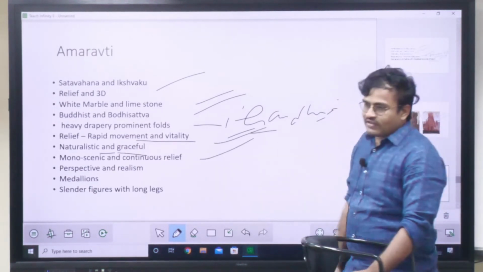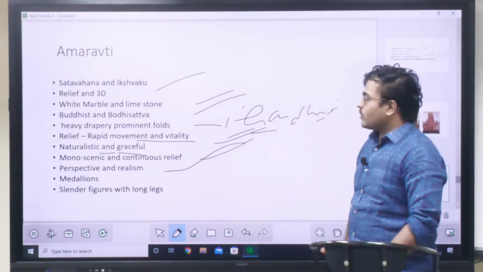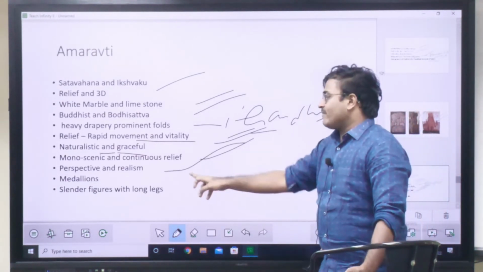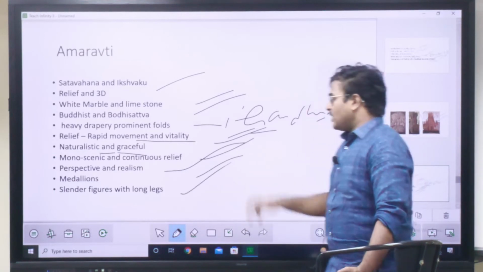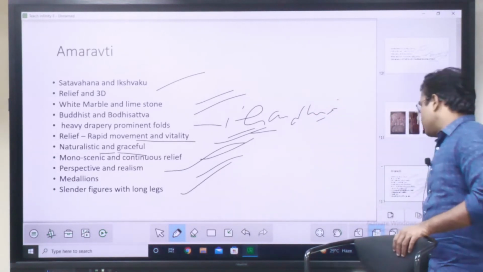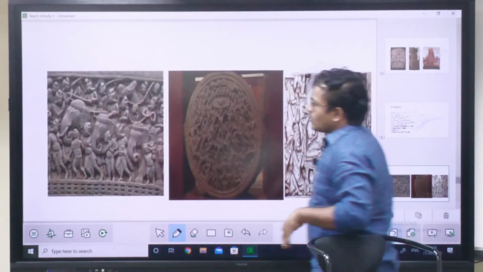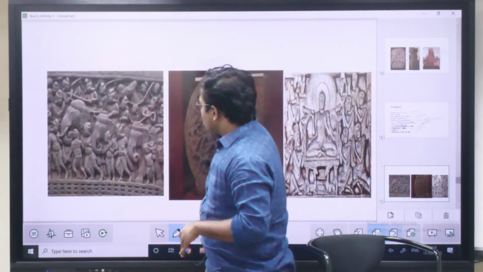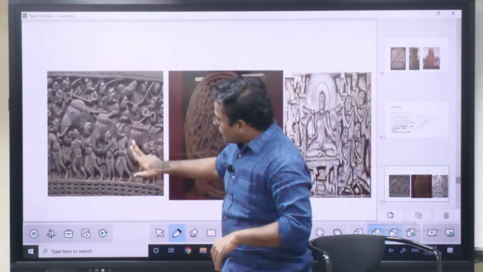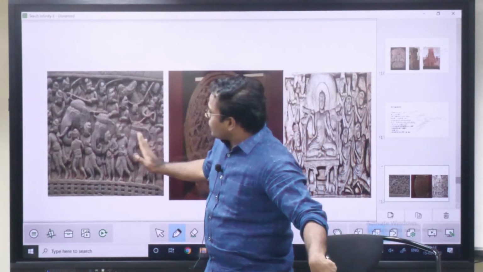Monoscenic and continuous relief is there. Perspective and realism is shown in their images. I'll show the perspective. Then they also have some medallions, and usually their images are shown with slender figures and long legs. Long legs and slender figures. You see the image. Here, can you see the people bending, tilting towards the forward direction? And can you sense that these people are in motion?